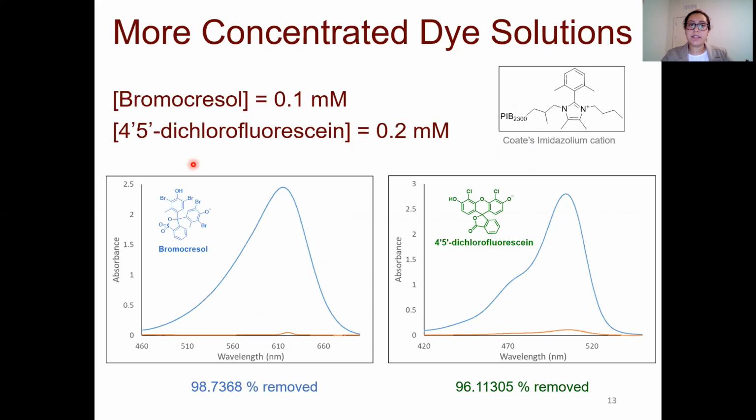Finally, I tried an experiment with more concentrated dye solutions. I did this with bromocresol at 0.1 millimolar and 4,5-dichlorofluorescein at 0.2, with the imidazolium cation. In the case of bromocresol, almost 99% of the dye got removed, while in 4,5-dichlorofluorescein it was 96%.